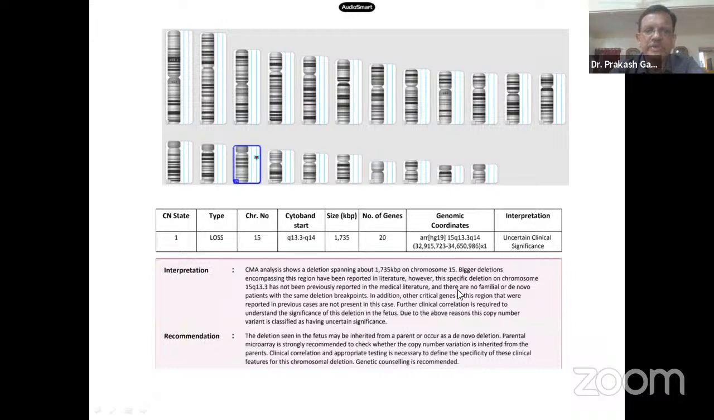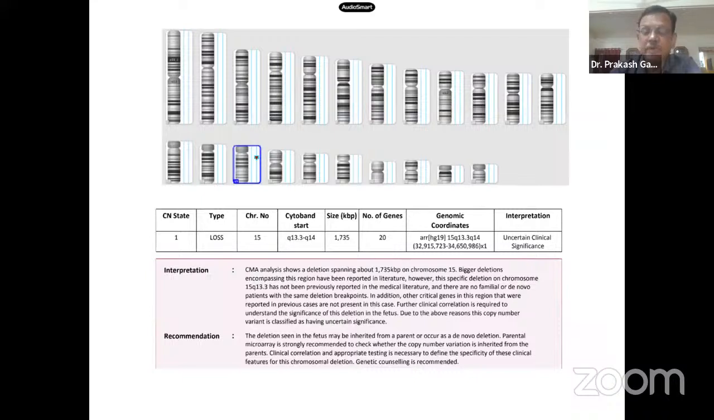Now, this is how a CMA report looks. We'll see here what was detected. This is not the actual image, but these are the ideograms of the chromosomes, so this is not an image taken through a microscope. This is how a report of a CMA will look. The concerned chromosome is the 15th chromosome. What is deleted is this particular region on the Q arm. The number of genes is 20, so the CMA will also tell you which genes are likely to be there.